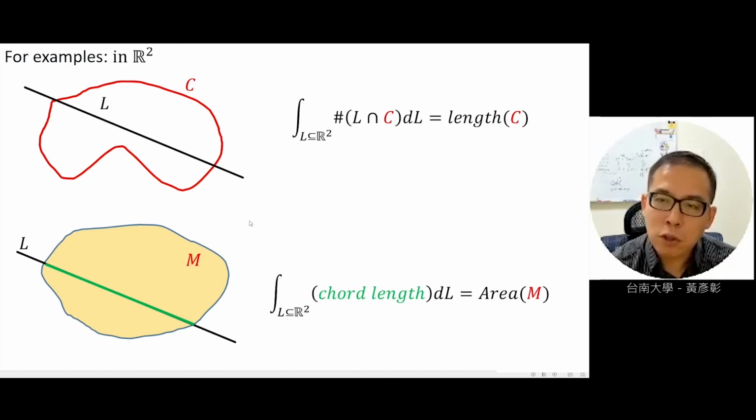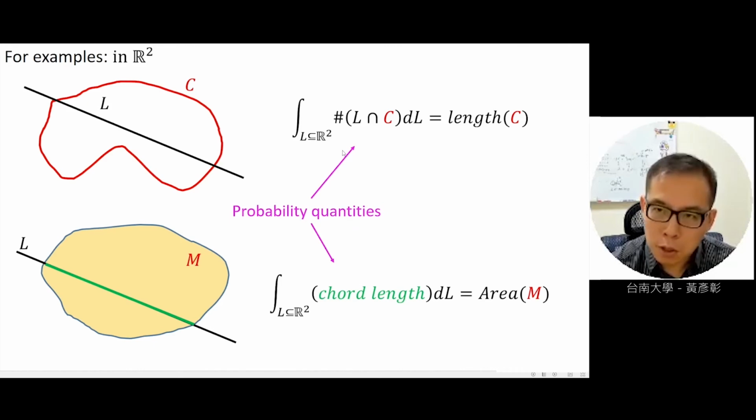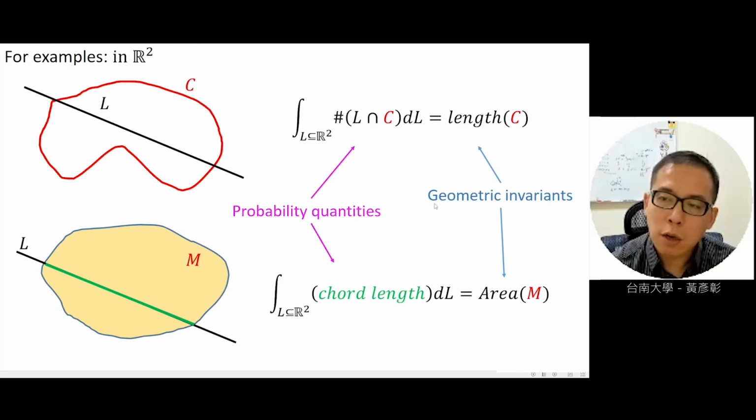There are some common features for those integral formulas. On the left-hand side, they both are probability quantities, namely randomly throwing a line L on the plane. If we calculate the number of intersections and sum it up, then we can get an approximation of the length of the curve. And similarly, we have a similar explanation for the second one. And on the right-hand side, both are geometric invariants, in the following sense: they both are invariant under rigid motions, the rotations and translations.